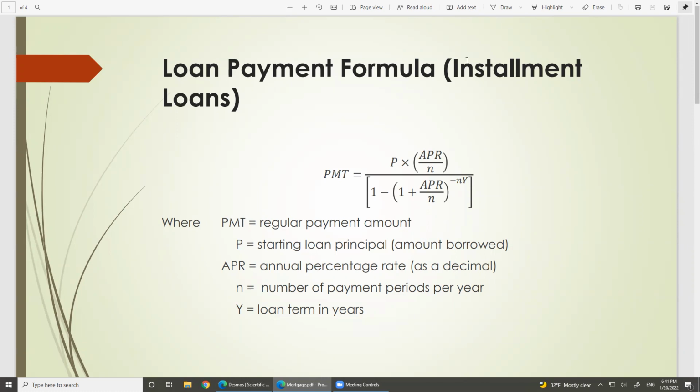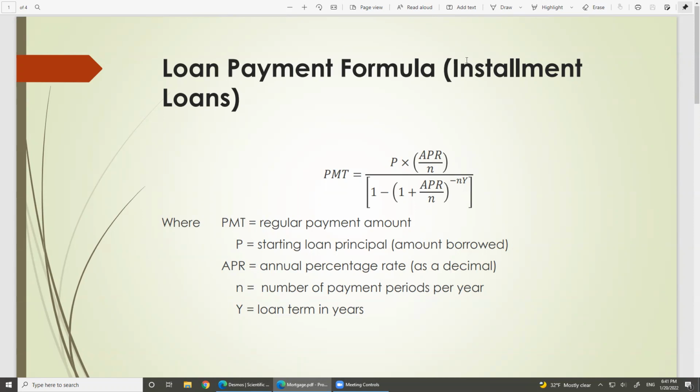The regular payment each time equals the principal times the annual percentage rate, APR over N, divided by 1 minus the quantity 1 plus APR over N, to the negative N times Y. The bottom is a little tricky, but 1 plus APR over N is a fixed number raised to the power negative NY. It's kind of three steps to do that, and the quotient gives us the payment.